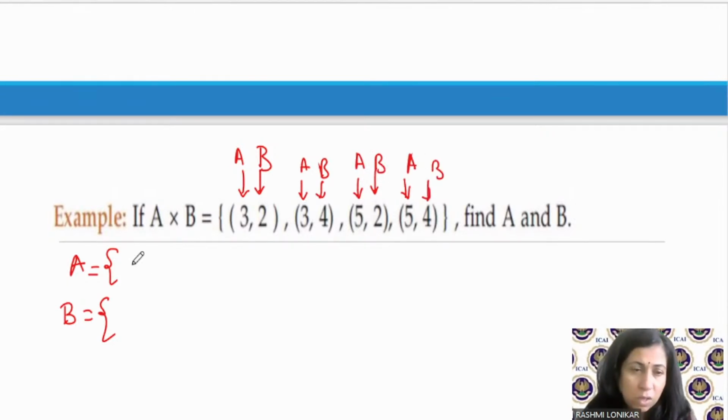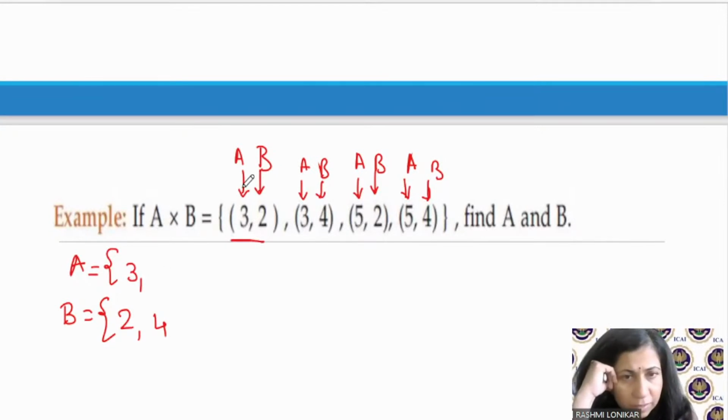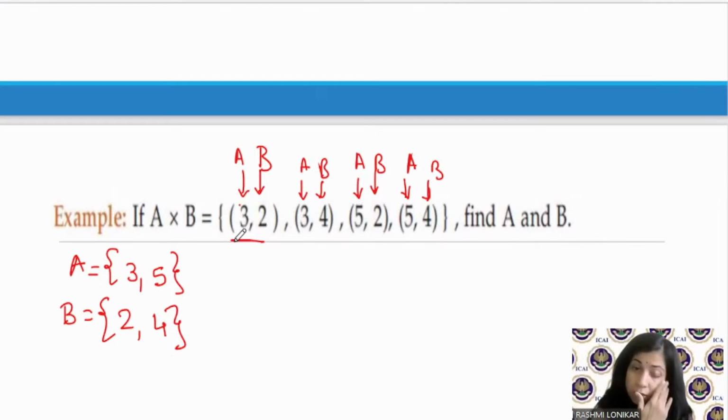Okay, so 3 from the first, and from this 3 this goes here, 2. Then here 3 and 4. But I don't repeat. Okay, so I've written 3, I will not write it again. But 4, I will write it over here. And then 5. Okay, there is nothing else. So this is 3, 5, 2, 4, 1, 2, 3, 4. So this is the correct answer.